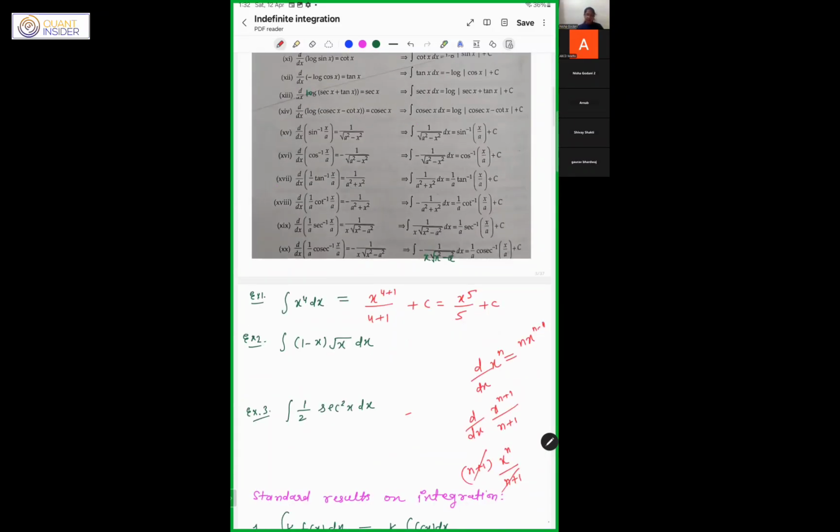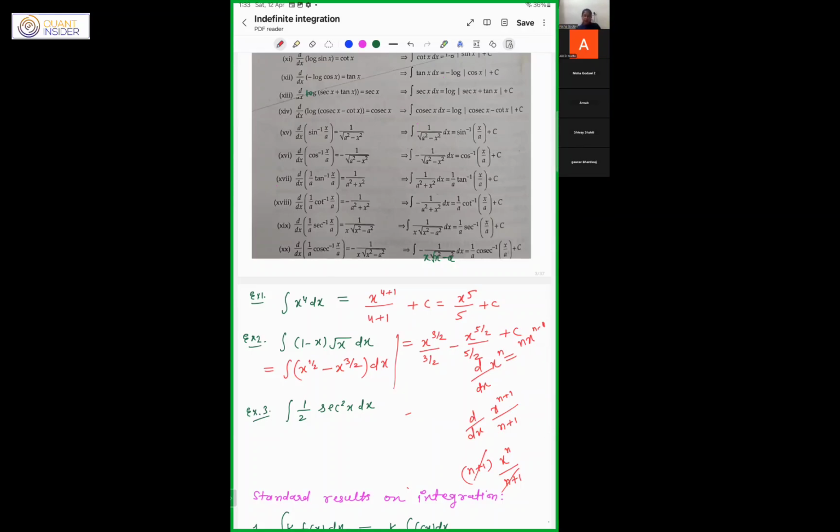Next one is 1 minus x under root. To find its integration, you can multiply by under root x in the bracket. So you have under root x, or you can say x to the power 1 by 2, minus x to the power 3 by 2 dx. Again, you can apply the same formula. 1 will be added in the power of x. So it is x to the power 3 by 2 upon 3 by 2, minus x to the power 3 by 2 plus 1 is 5 by 2, upon 5 by 2, plus c. So this is the answer of this integration.